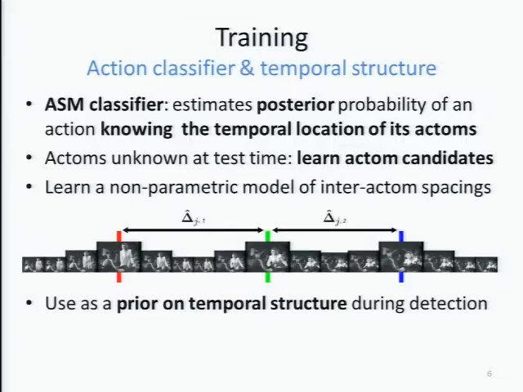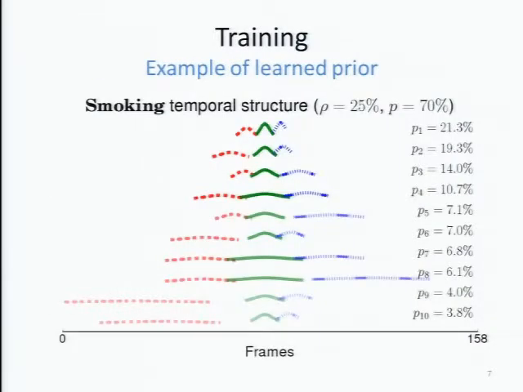But we're not done yet because at test time, we don't know the actoms. We don't know the temporal structure. We just have this unstructured stream of frames. So what we propose to do is to use the training actoms to learn actom candidates, right? And we fit a simple non-parametric model, basically, to learn this temporal structure distribution. And what we do is we use this distribution over inter-actom spacings as a prior on temporal structure, okay? And I'm going to show how we use this prior for detection.